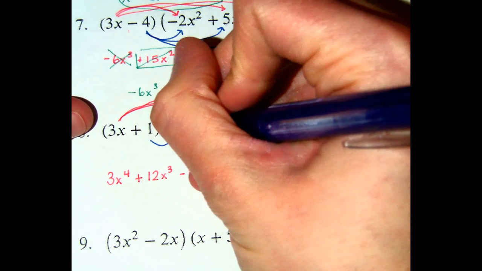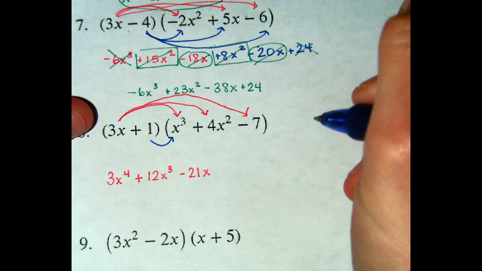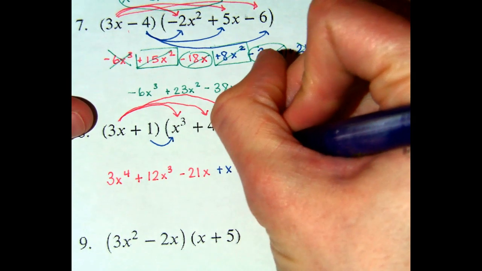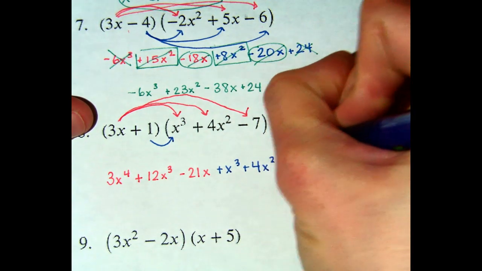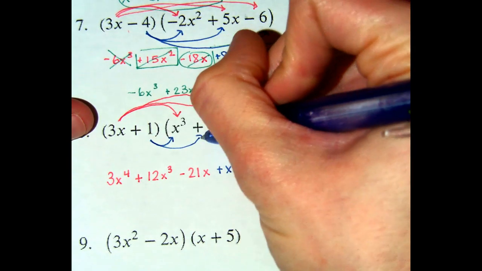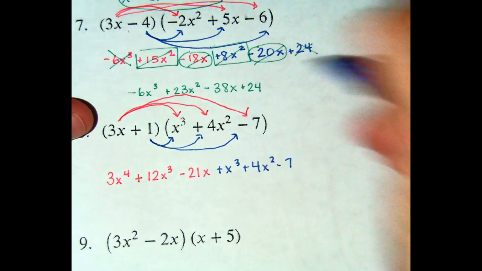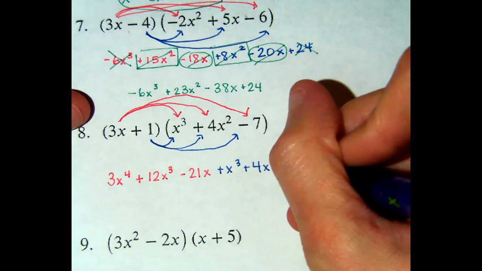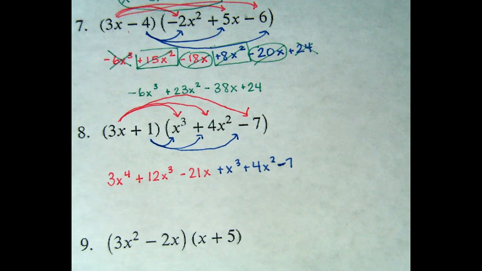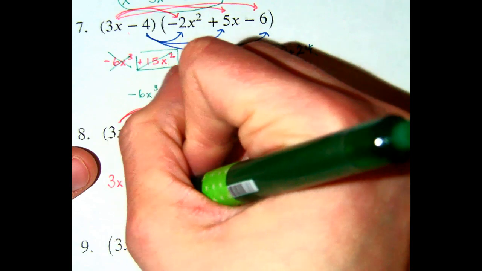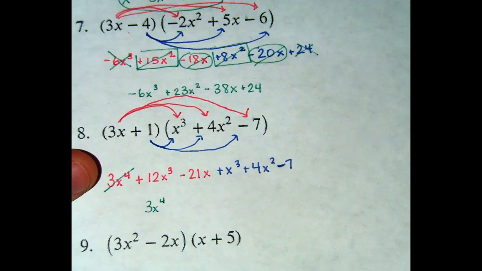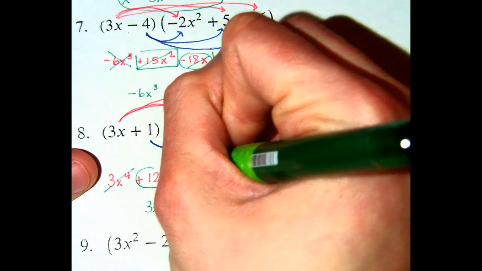I really like distributing a 1. Do you know why I like distributing 1? Everything stays the same. If you distribute a 1, everything stays the same. Just don't forget to bring it down. Alright, do I have like terms? Yes. Do I want to bring anything down first? Okay, because it doesn't have a like term. We'll cross it out. Okay, how about 12x to the 3rd?